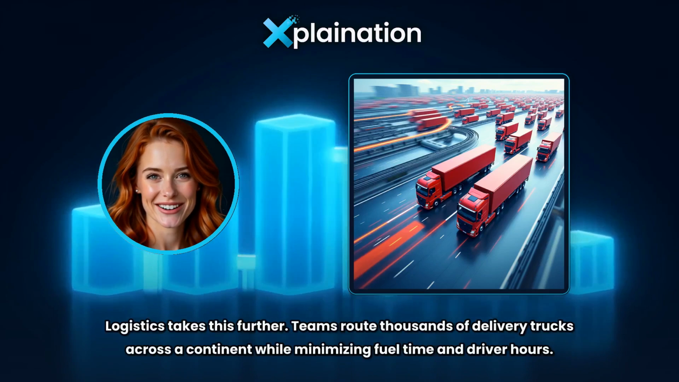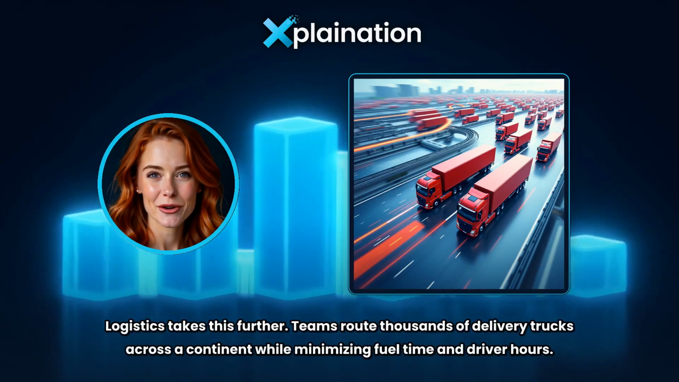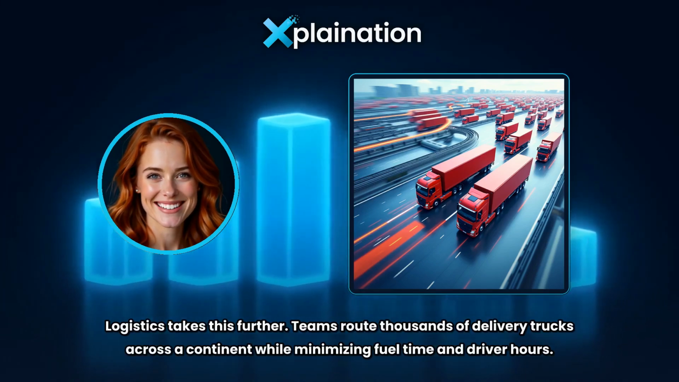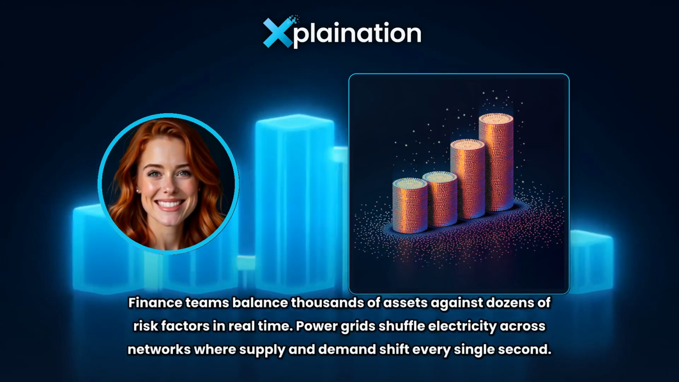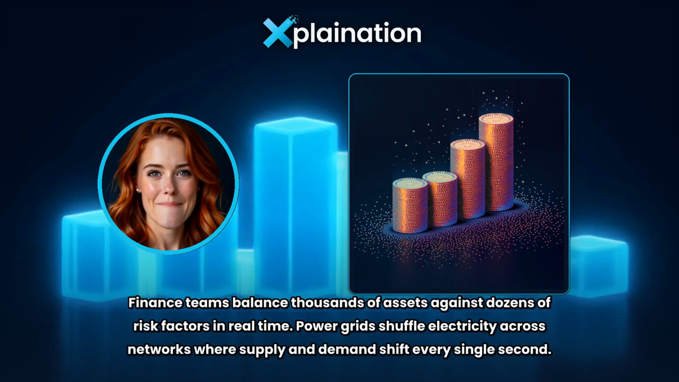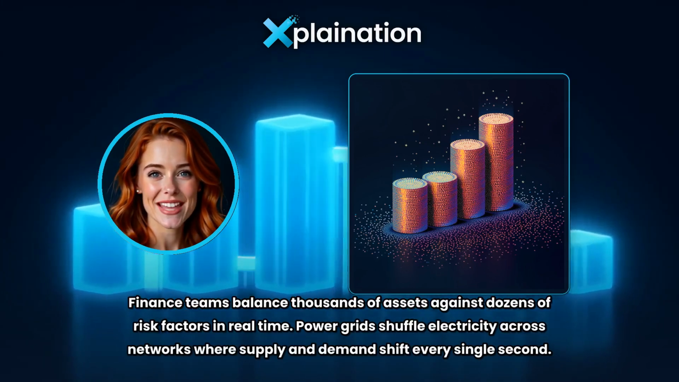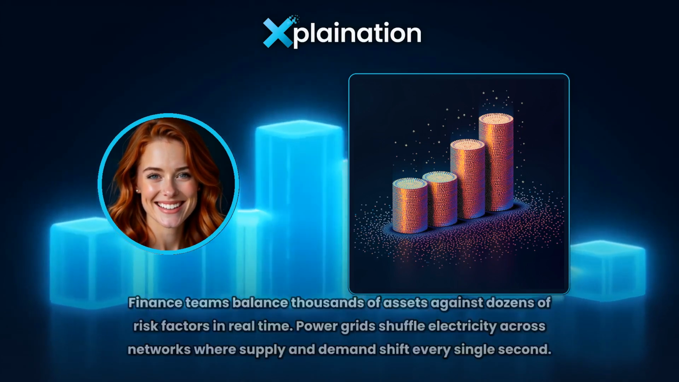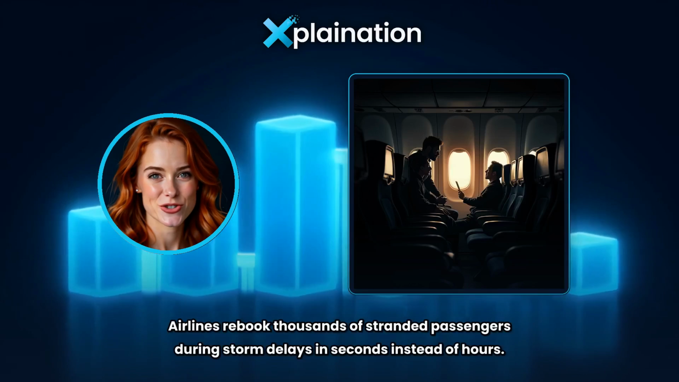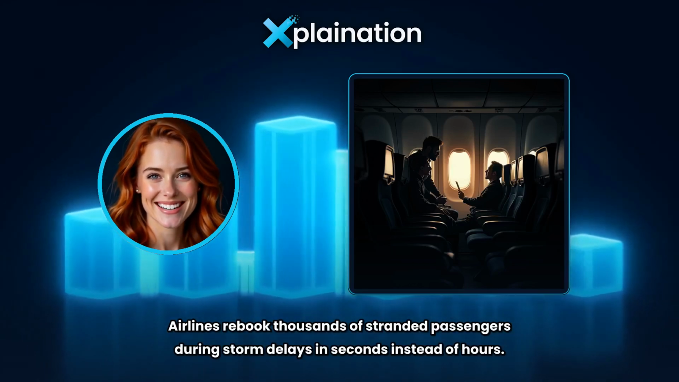Logistics takes this further. Teams route thousands of delivery trucks across a continent while minimizing fuel, time, and driver hours. Finance teams balance thousands of assets against dozens of risk factors in real time. Power grids shuffle electricity across networks where supply and demand shift every single second. Airlines rebook thousands of stranded passengers during storm delays in seconds instead of hours.